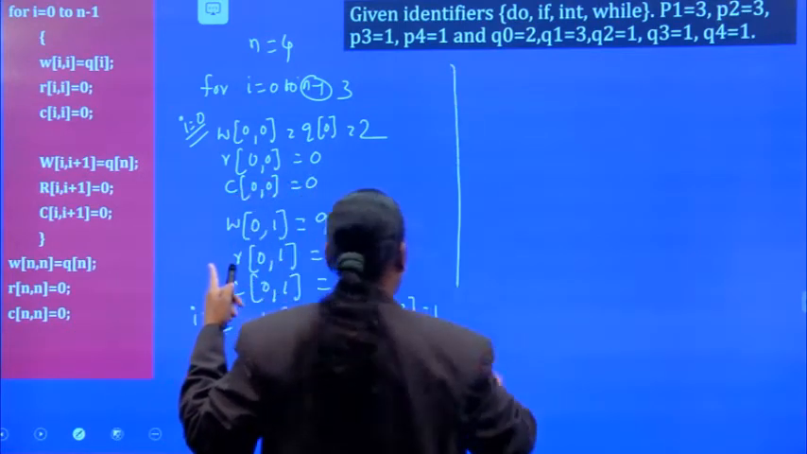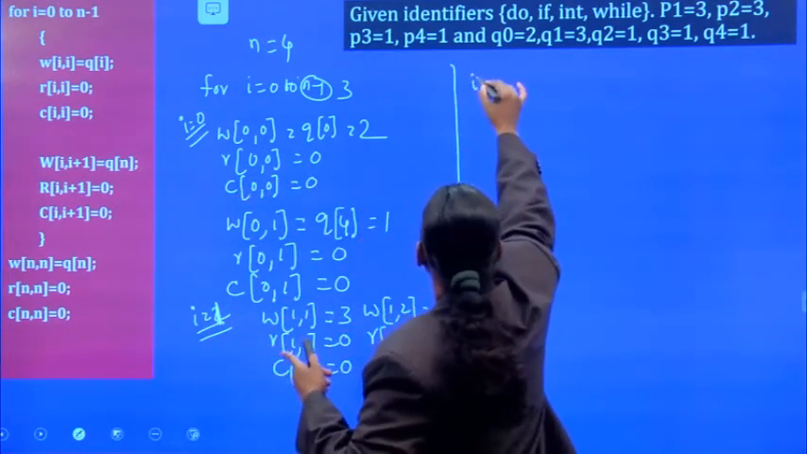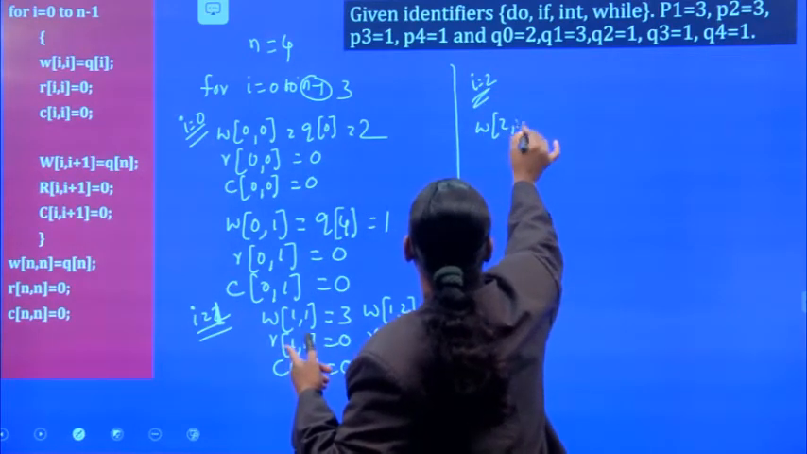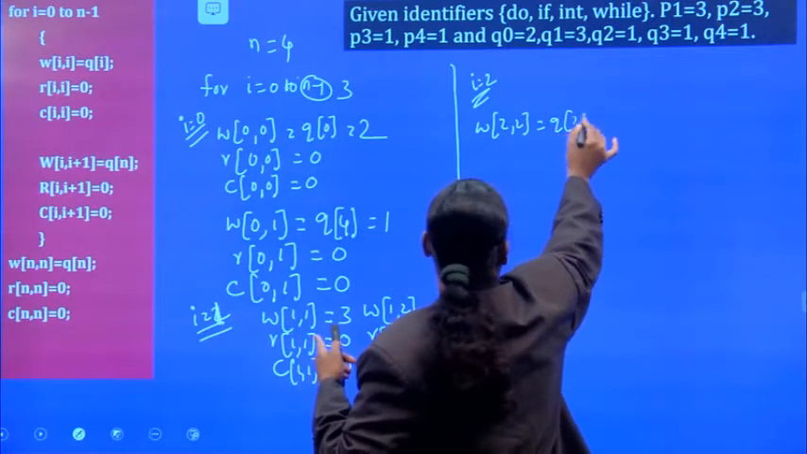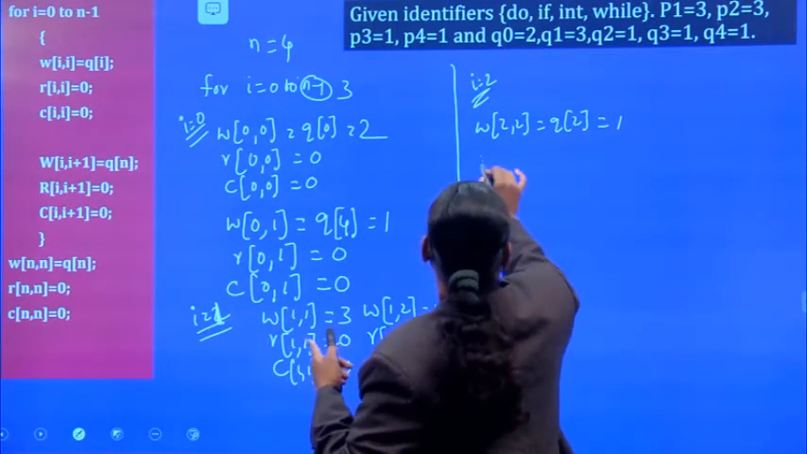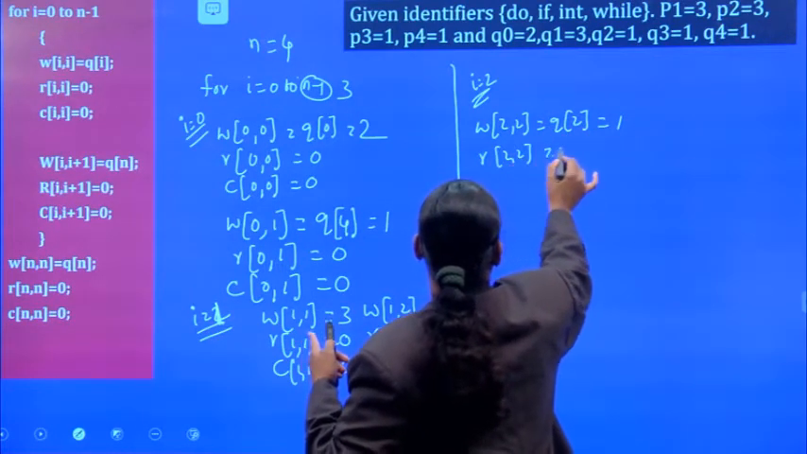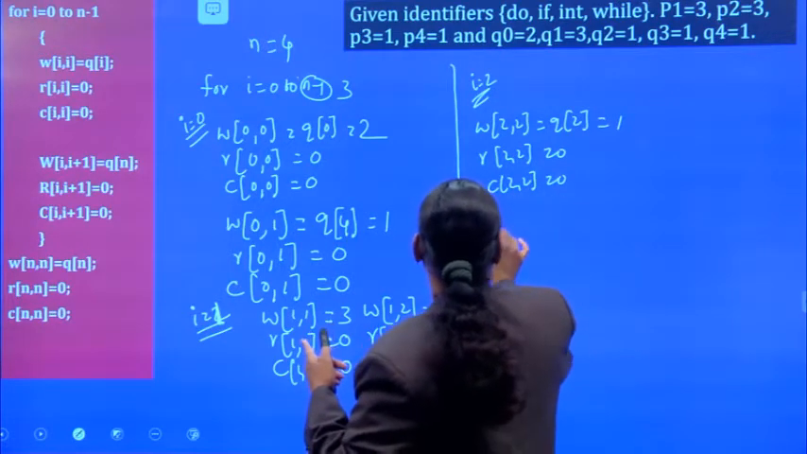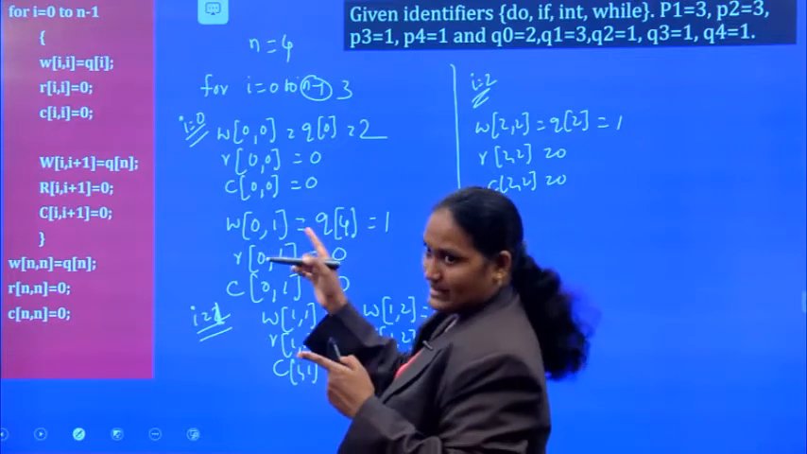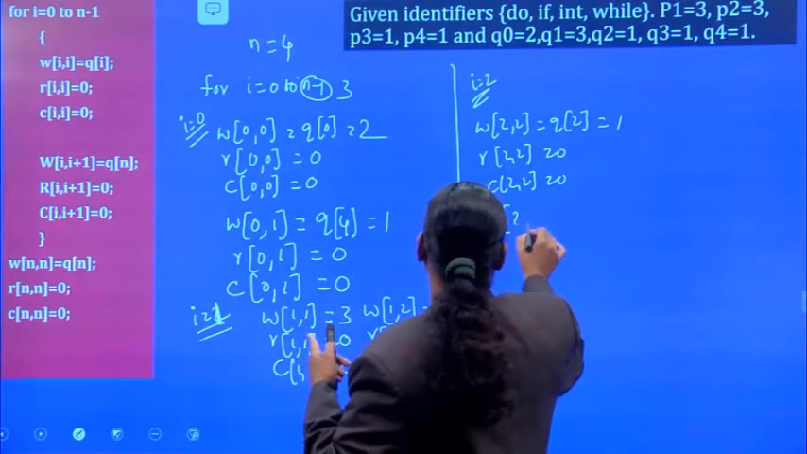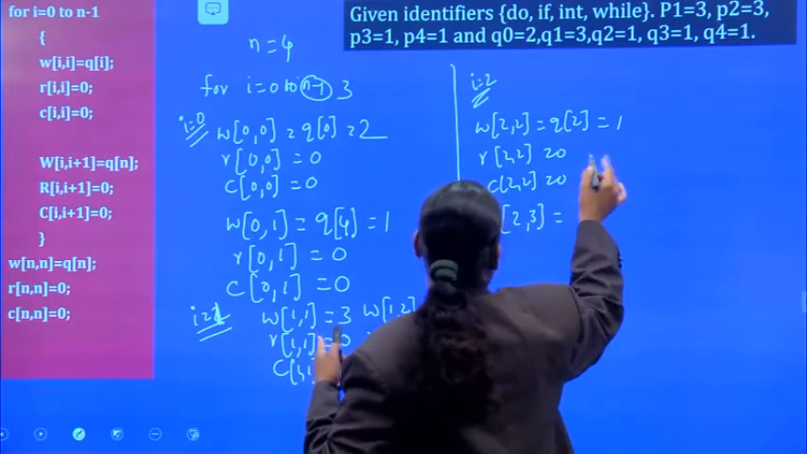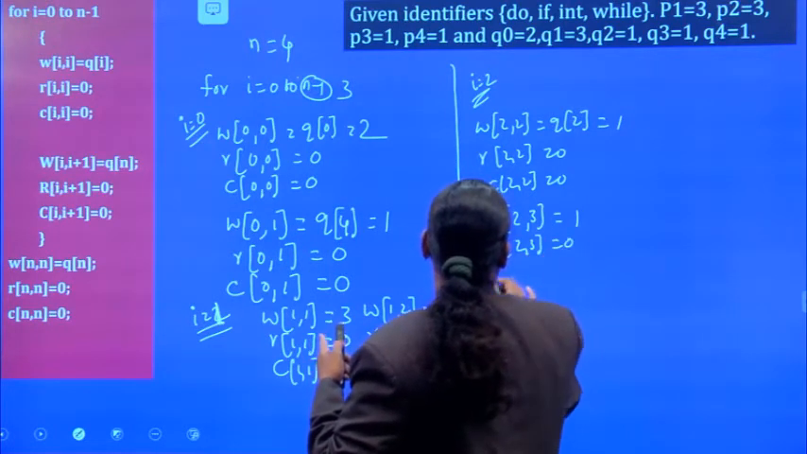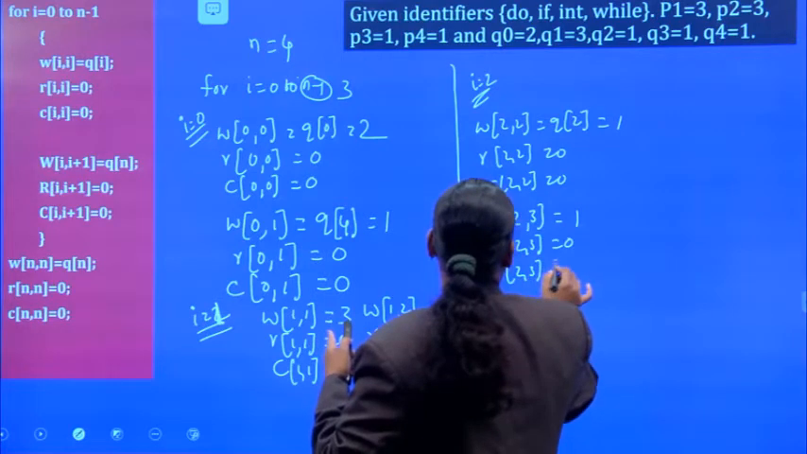In the same way, if you take i equal to 2, in this case W22 is equal to Q2. Here what is Q2? 1. R22 is equal to 0, and C22 is equal to 0. In the same way, i plus 1, that is 2 plus 1, W23 is equal to Q4, which is 1. R23 is equal to 0, and C23 is equal to 0.